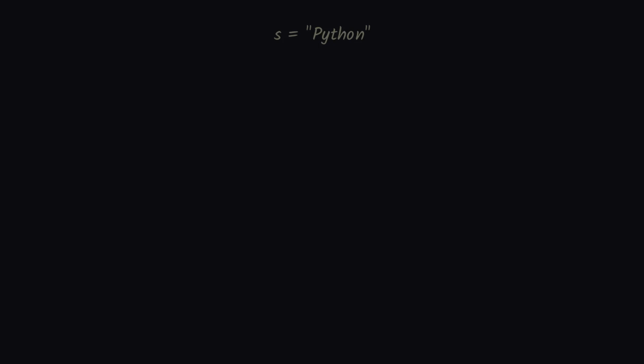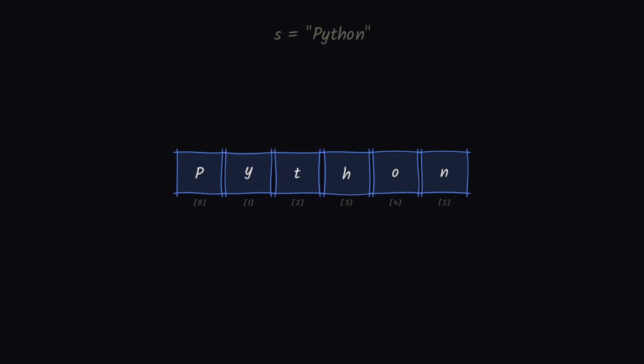Here's our string, S, holding the word Python, inside a pair of quotes. The quotes are how Python knows it's text and not a variable name. Break it open and it's 6 separate characters in a fixed order. P, Y, T, H, O, N. Each one sits at a numbered position, and Python starts counting those positions at 0, not 1. 6 characters means a length of 6. That length and that ordering are the keys to everything we're about to do.